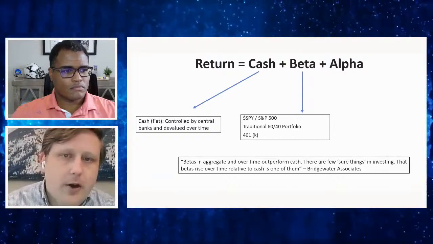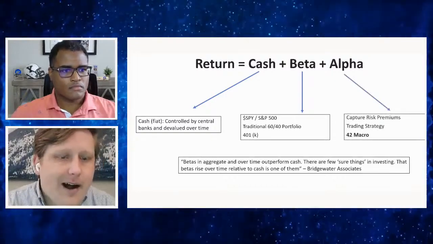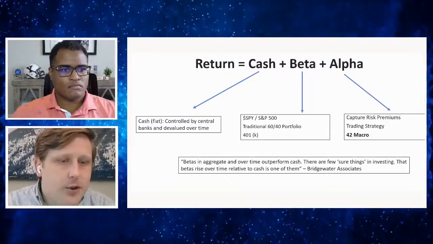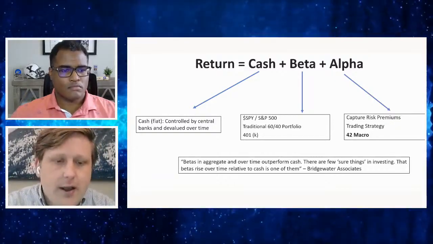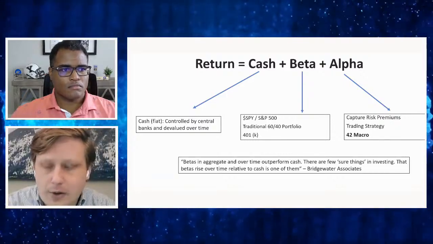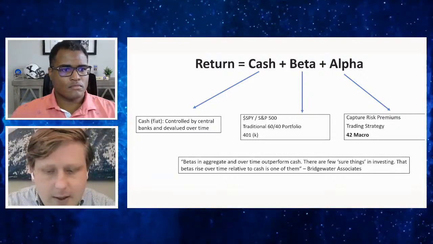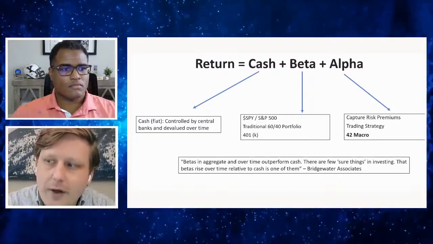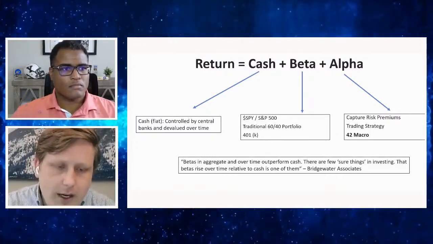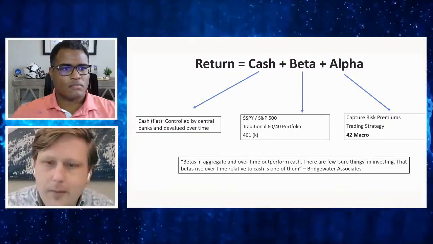So when you think about your returns in your portfolio, when you think about alpha, think about people capturing risk premiums, think about a disciplined trading strategy. And I also think about 42 Macro. As a professional in the industry, I rely heavily on Darius and on 42 Macro to help add value and implement some of the alpha strategies that I've created and am implementing. I really rely on 42 Macro to help me do that.